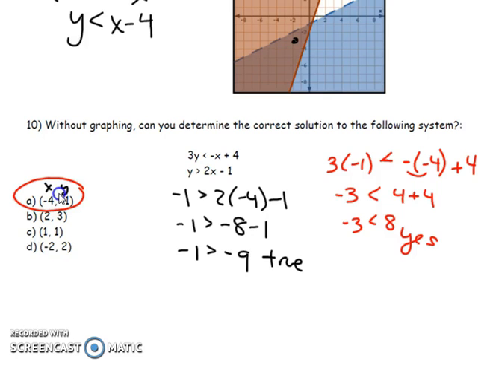Luckily, it was the first one. If that answer was all the way down here, yes, you would have to check every single one of those and make sure it didn't work out.